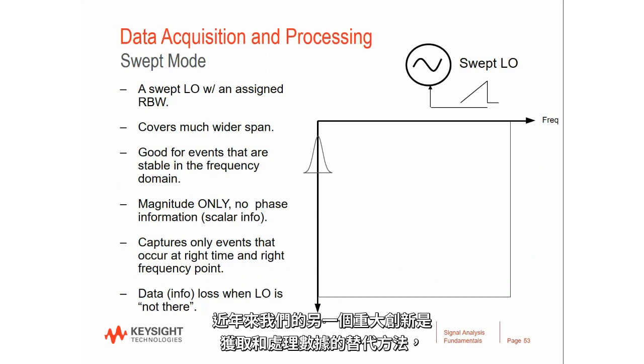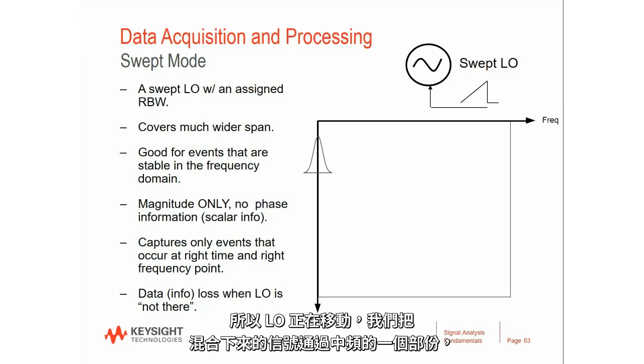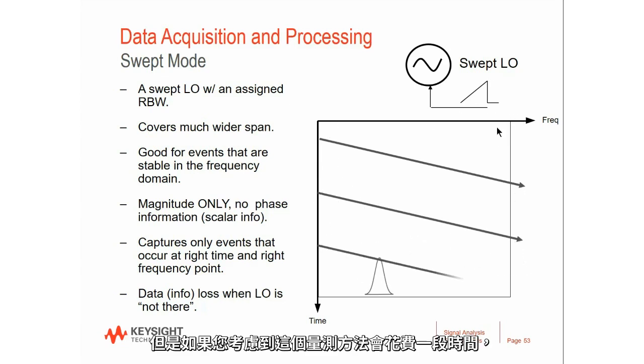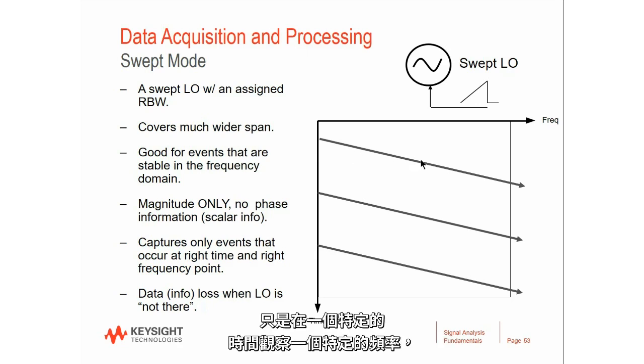Another great innovation that's occurred in recent years is alternate methods of acquiring and processing data. To lead into this feature, let's re-review what a swept analyzer does as it sweeps across frequency. So the LO is moving, we put the mixed down signals through an IF section, and we process a spectrum across low frequencies to high frequencies. But if you think about that measurement taking some kind of finite amount of time, you realize that we're actually looking at just one particular frequency at one particular time as we sweep frequency.